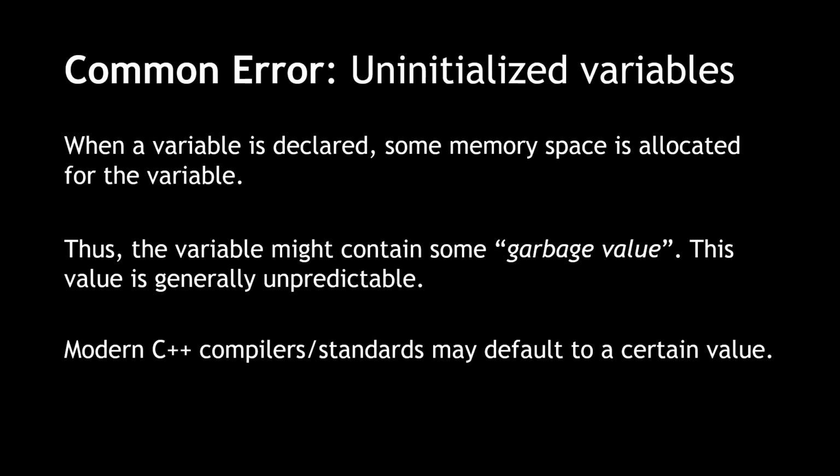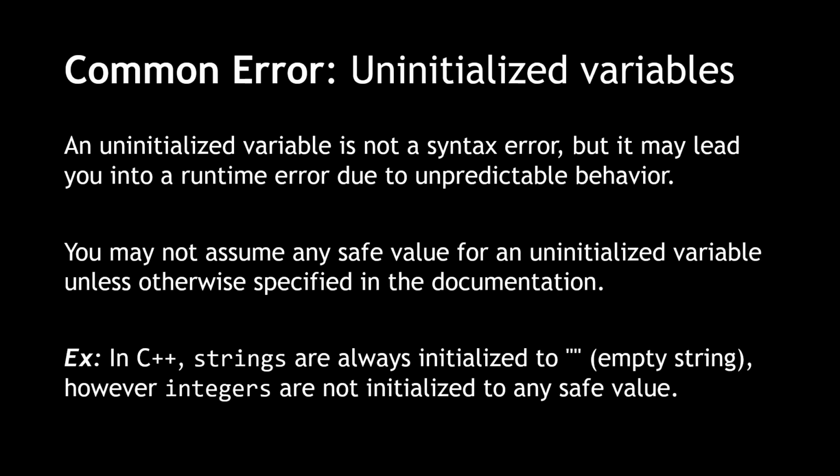When a variable is declared, some memory space is allocated for the variable. Thus, the variable might already contain some garbage value. This value is generally unpredictable. Modern C++ compilers and standards may default to a certain value, and if you're lucky, you might get a favorable value assigned to your variable. But that value should not be taken as a standard value.